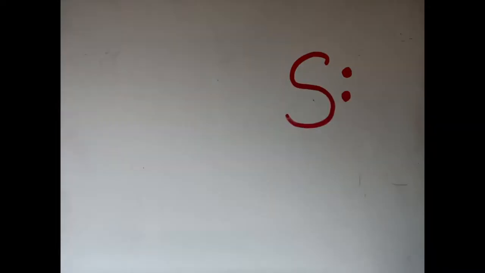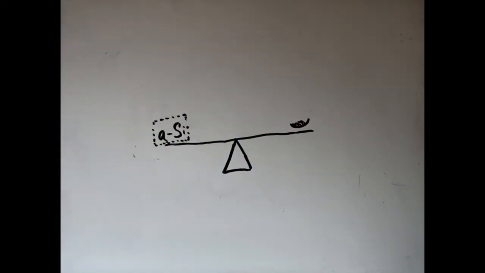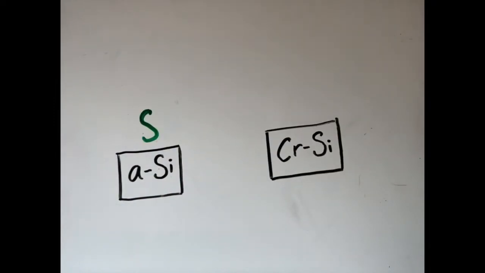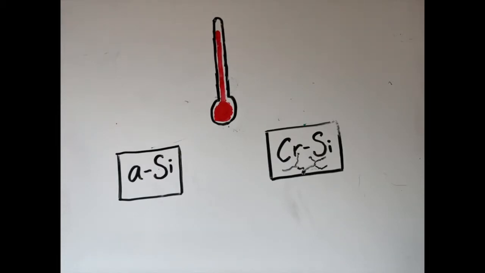Some pros to using amorphous silicon include its flexibility. It's also much lighter than crystalline silicon, as well as being more cost-effective than crystalline silicon. Furthermore, when you put both in hot temperatures, amorphous silicon tends to work a lot better.